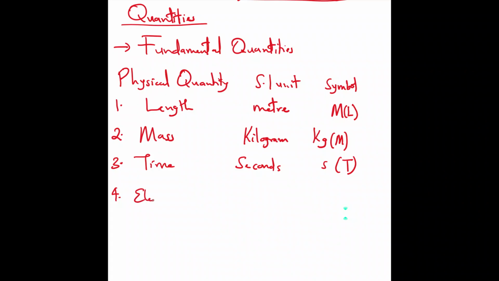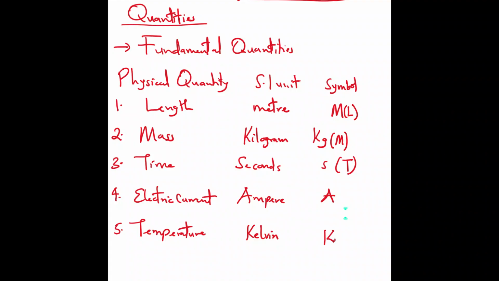Number 4, we have electric current. Electric current is measured in amperes, and the symbol here is A. Number 5 is temperature. We can measure temperature in Kelvin, in Celsius, in Fahrenheit, but I want to use Kelvin in this case, and the symbol here is K. For derived quantities, we are still going to use K.